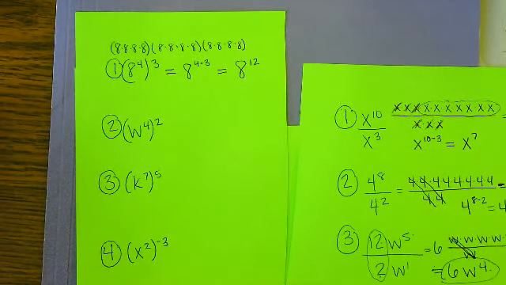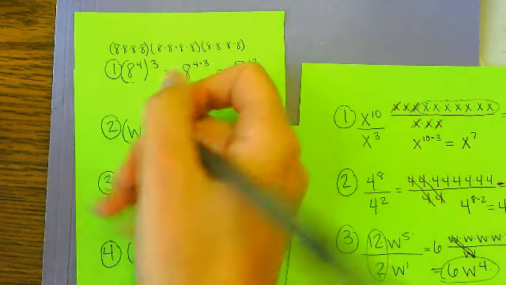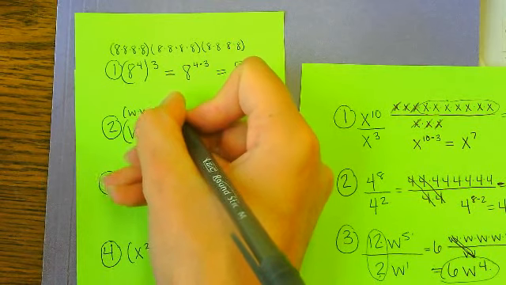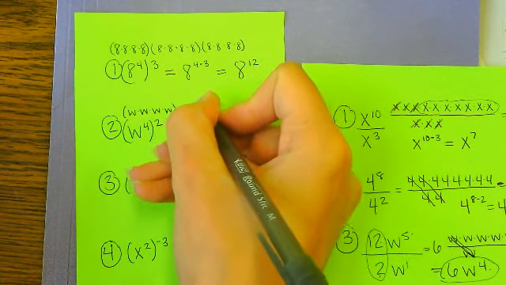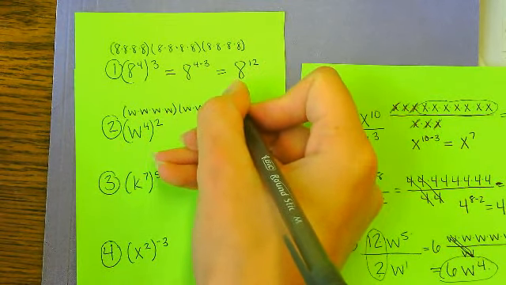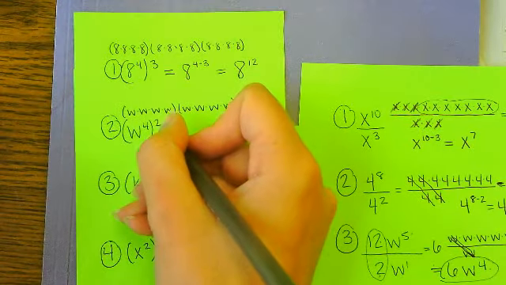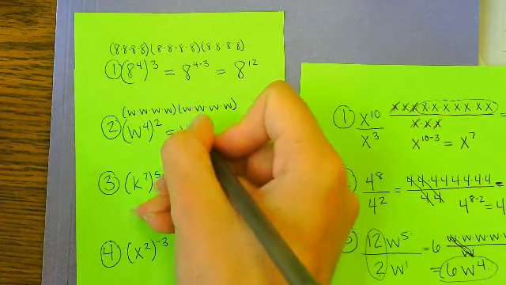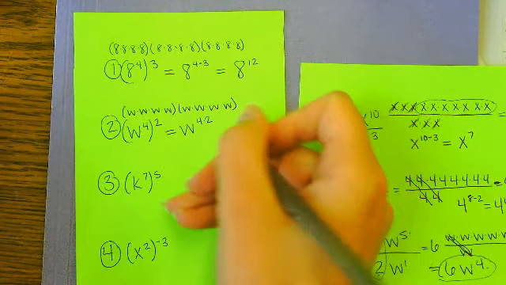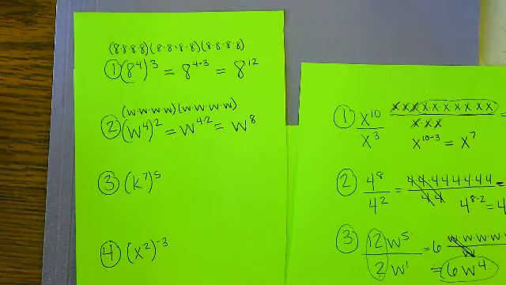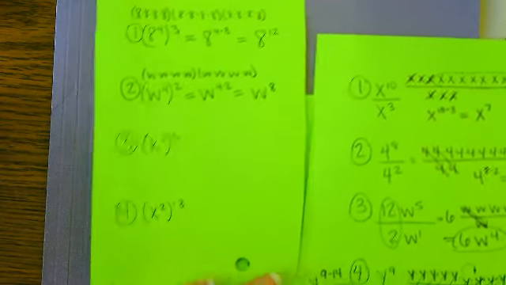Same thing with the next one. We've got w to the 4th power squared. What that really means is we've got two groups of w to the 4th power. And that would mean we have w to the 8th power. And our rule says all you have to do is multiply your exponents when you have power of another power. And that will give you your new exponent.